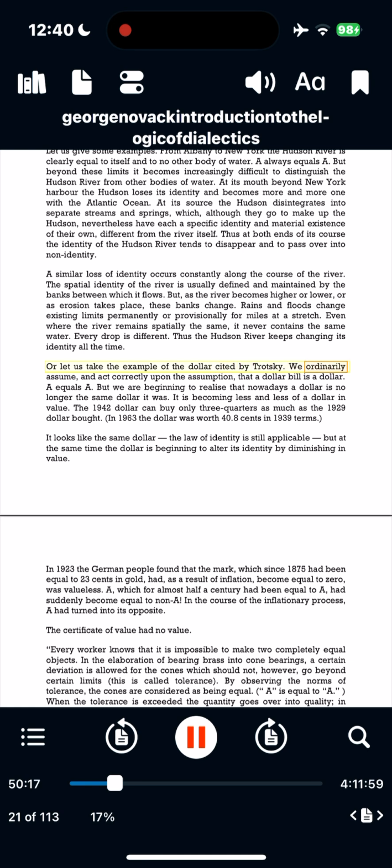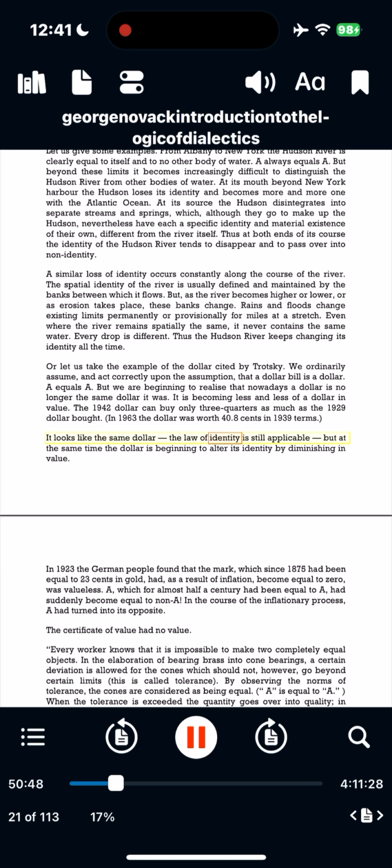We ordinarily assume, and act correctly upon the assumption, that a dollar bill is a dollar. A equals A. But we are beginning to realize that nowadays a dollar is no longer the same dollar it was. It is becoming less and less of a dollar in value. The 1942 dollar can buy only 3/4 as much as the 1929 dollar bought. In 1963 the dollar was worth 40.8 cents in 1939 terms.